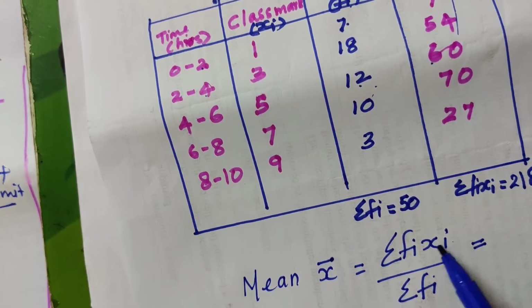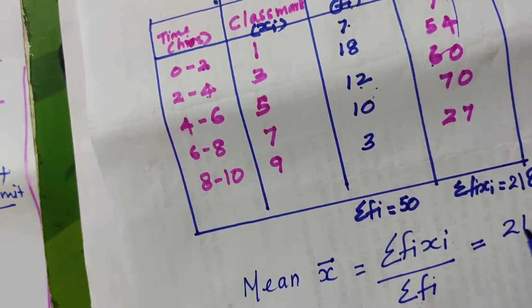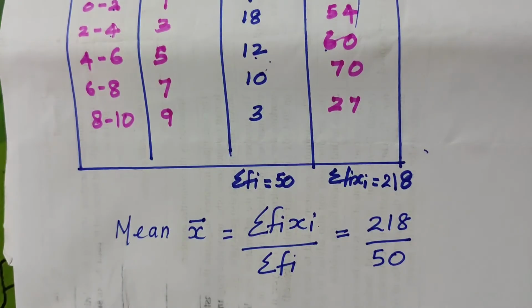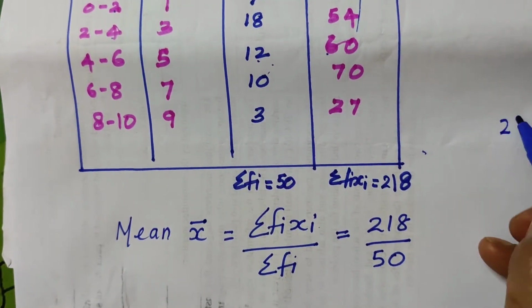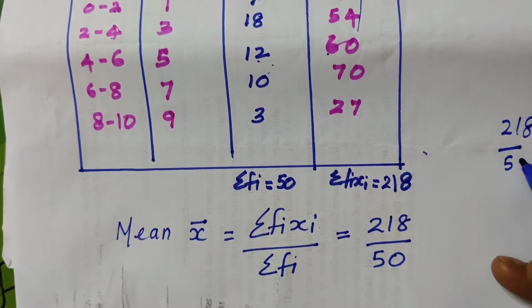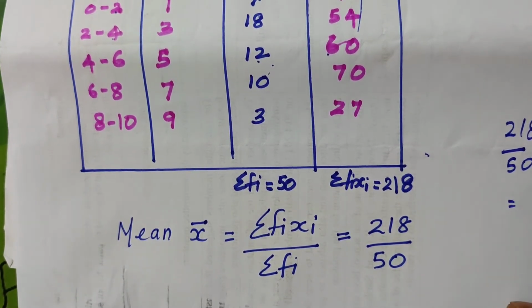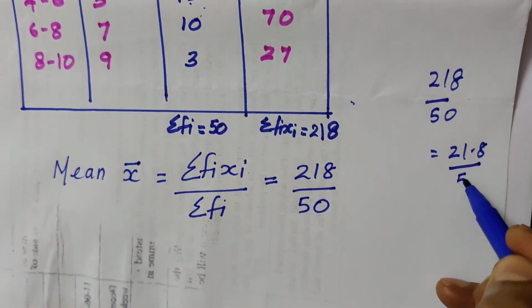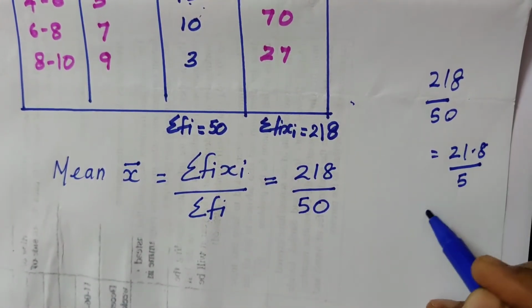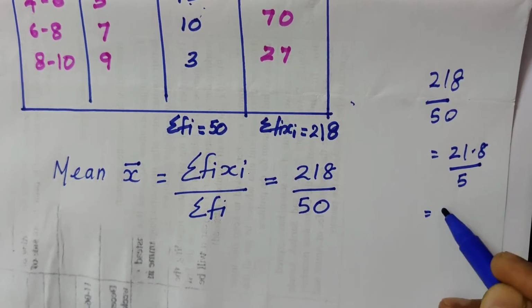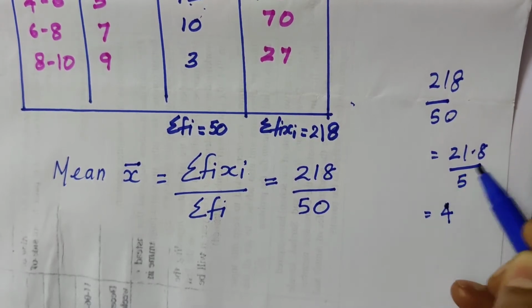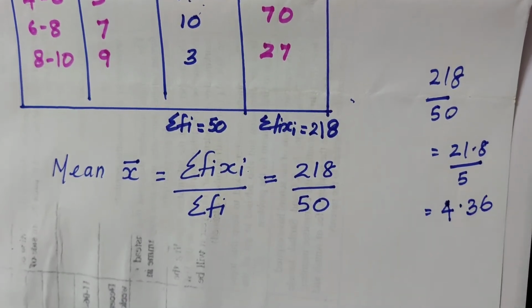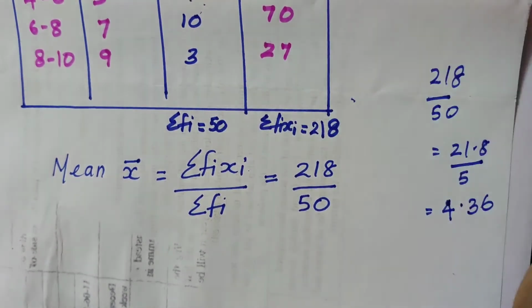So here, what is sigma fi xi? It is 218 upon 50. Now this we can reduce. So we can write this as 21.8 upon 5. How did I take this? 5 into 10. Now 5 4s are 20, then 1, 18. 5 3s are 15. How will I show this one?